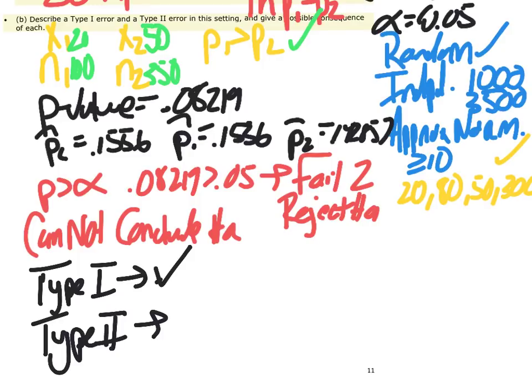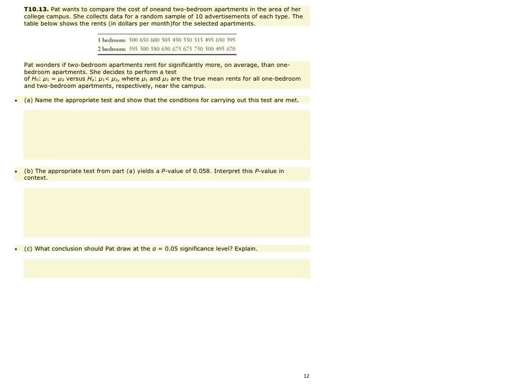Question 13. Pat wants to compare the costs of 1- and 2-bedroom apartments in the area of her college campus. She collects data at a random sample of 10 advertisements of each. The table below shows the rents in dollars per month for the selected apartments. So 1 versus 2.